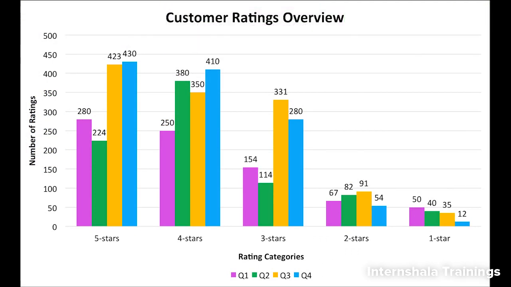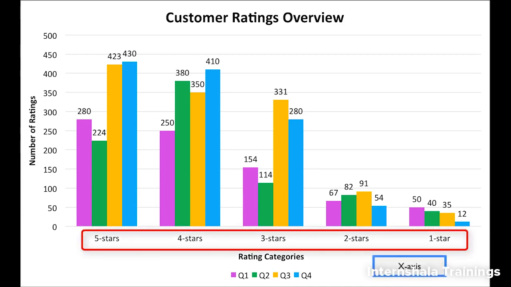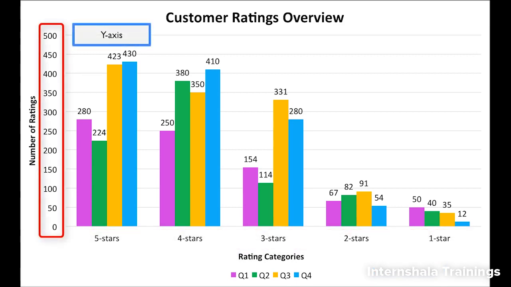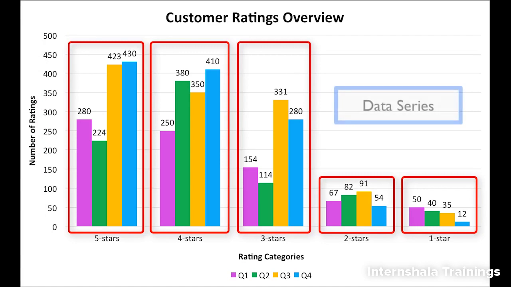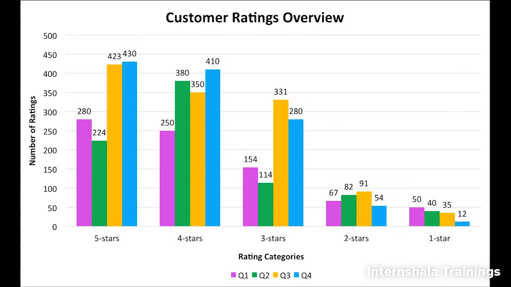Let's walk through its elements. This chart uses columns to compare values across different rating categories. The chart has a horizontal axis, which is called the x-axis, and this contains customer rating categories. The vertical axis is called the y-axis and shows the values along an even scale, which in this example is number of reviews. Now each category has 4 columns, and these represent individual data series, in this case, quarters in a year. The color coding and the legend key help us identify which column represents which quarter.